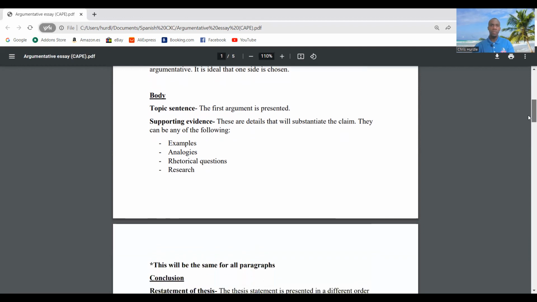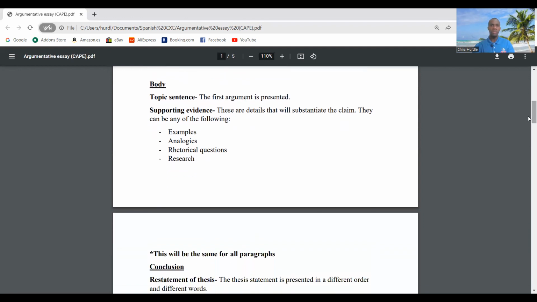So when it comes to the body, we have a topic sentence. This is where we state our argument that we would have mentioned in the thesis statement. And you must mention them in the same order that you would have stated them in the thesis statement. So the first body paragraph is going to go like this. You have your topic sentence, which should be your argument that you presented, and then you have supporting evidence, right? So these are details that will substantiate the claim or validate the claim.